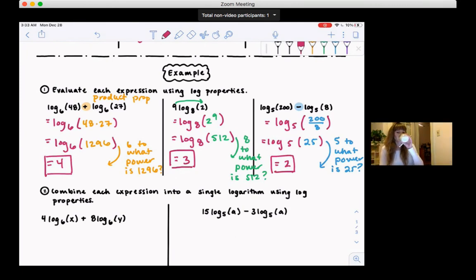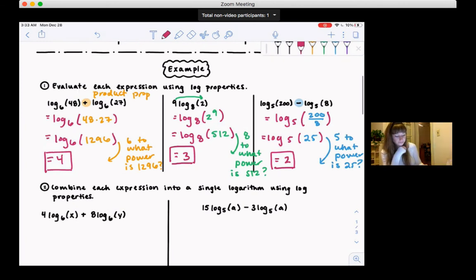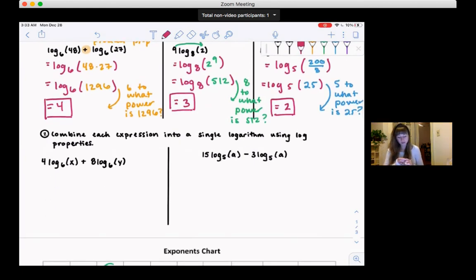Okay, we just have 2 more examples. In these examples, we're just going to combine each expression into a single logarithm. So first thing we want to do is take these numbers on the outside and bring them inside the logarithm as powers, right? So we know that I can bring these in, and this will become log base 6 of x to the 4th power plus log base 6 of y to the 8th power.